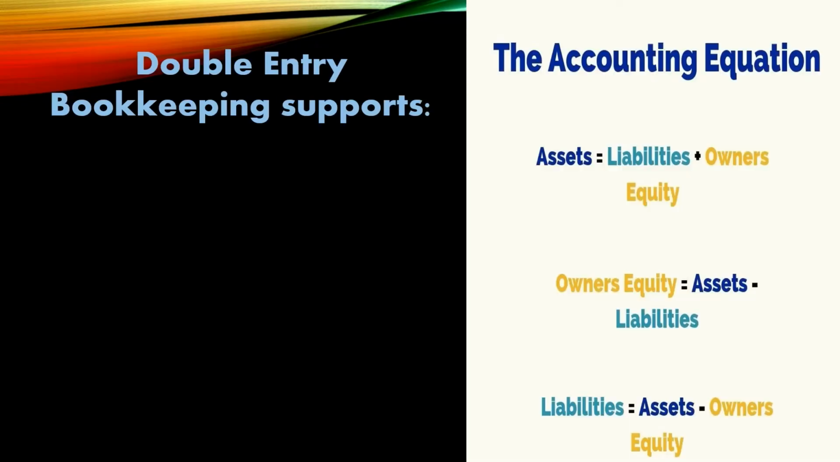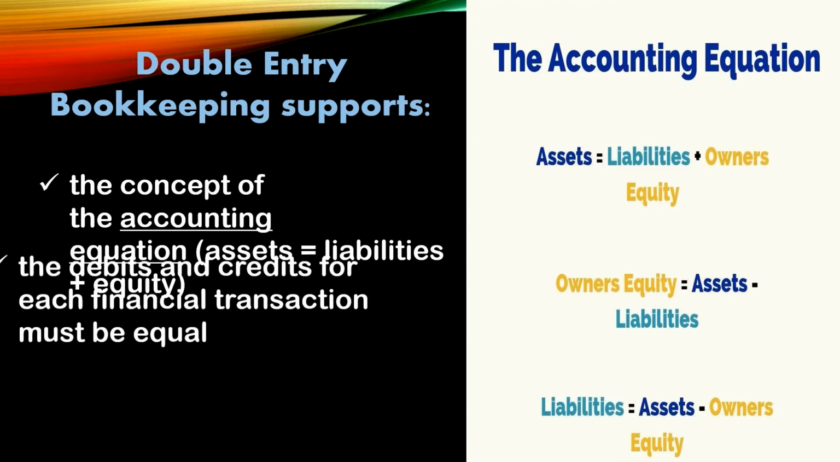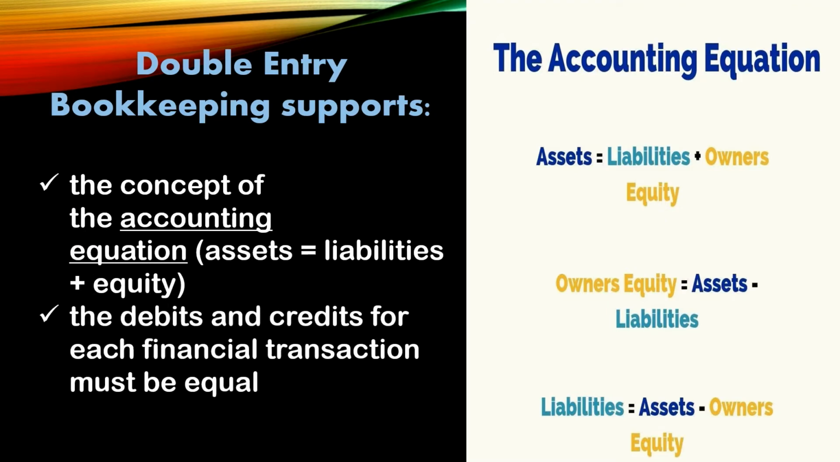Double entry bookkeeping supports the concept of the accounting equation which we have learned before, that is, assets equal liabilities plus equity, or owner's equity is equal to assets minus liabilities, or liabilities is equal to assets less owner's equity. It also supports that the debits and credits for each financial transaction must be equal.